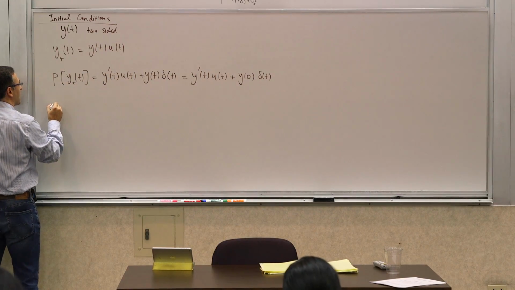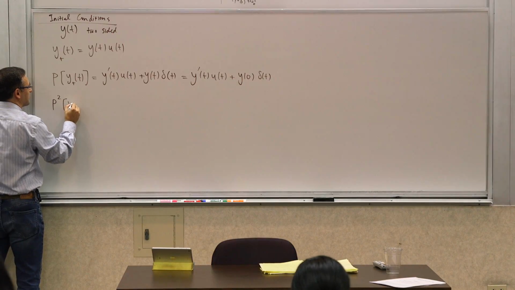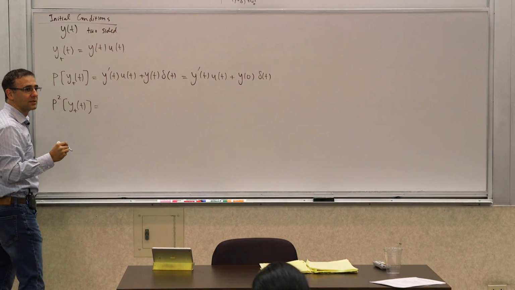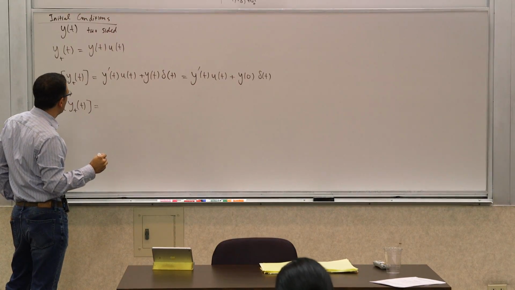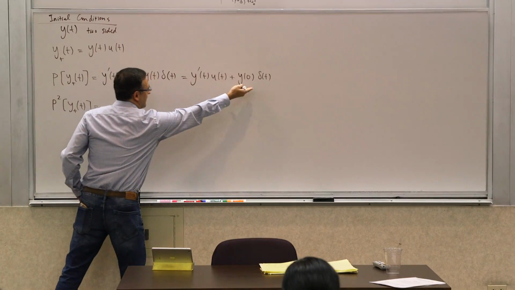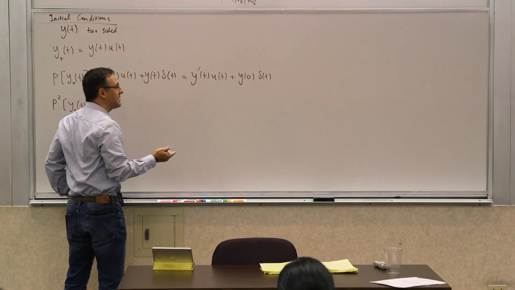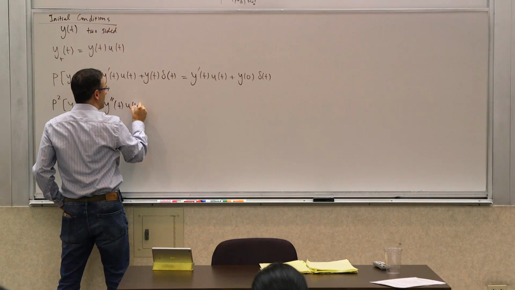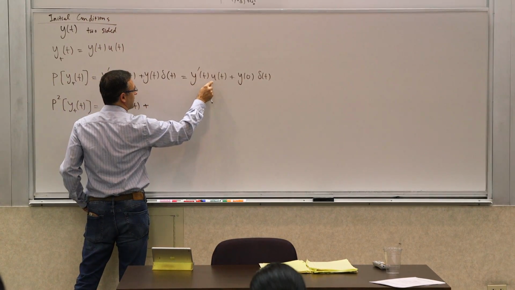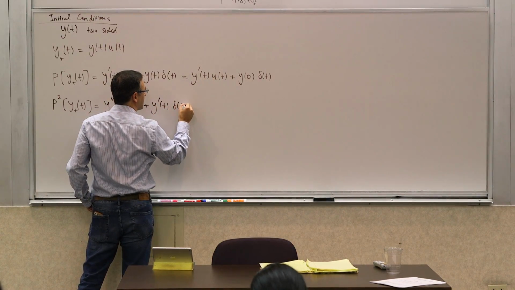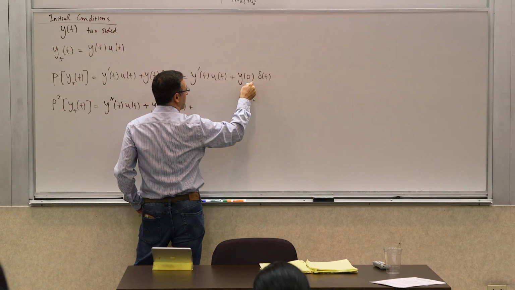Now how about p squared of this thing, the second derivative? And you can actually continue doing this. I will just only do it up to the second. But you will see how it works out. So what is that? Well, it's the derivative of this, right? Which basically is y double prime of t, u of t, plus then the derivative of this times that, which is basically y prime of t, delta of t, plus the derivative of, this is the constant, the derivative of that.